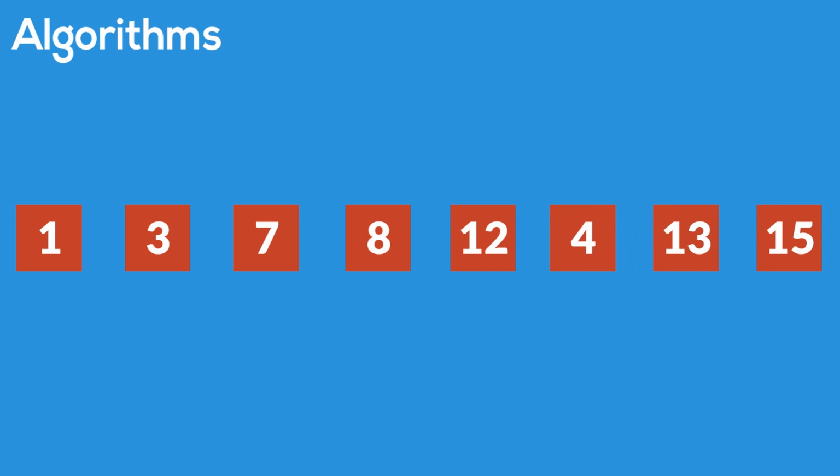Hang on though, we've got other numbers to check. Is 4 less than 12? Yes. Move it before 12. Is 4 less than 8? Yes. Move it before 8. Is 4 less than 7? Yes. Move it before 7. Is 4 less than 3? No. Move on. Finally, we can check if 15 is less than 13, but it isn't, so we stop. And now you should have a perfectly ordered list. 1, 3, 4, 7, 8, 12, 13, and 15.